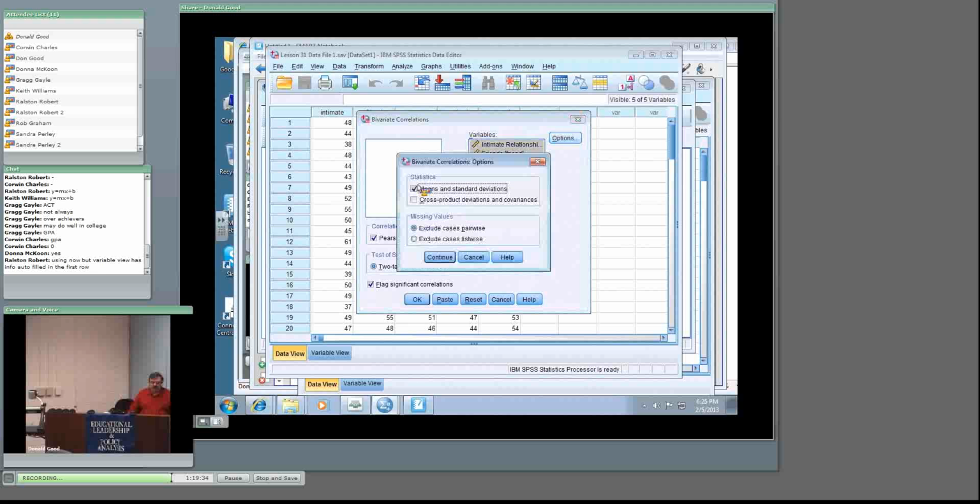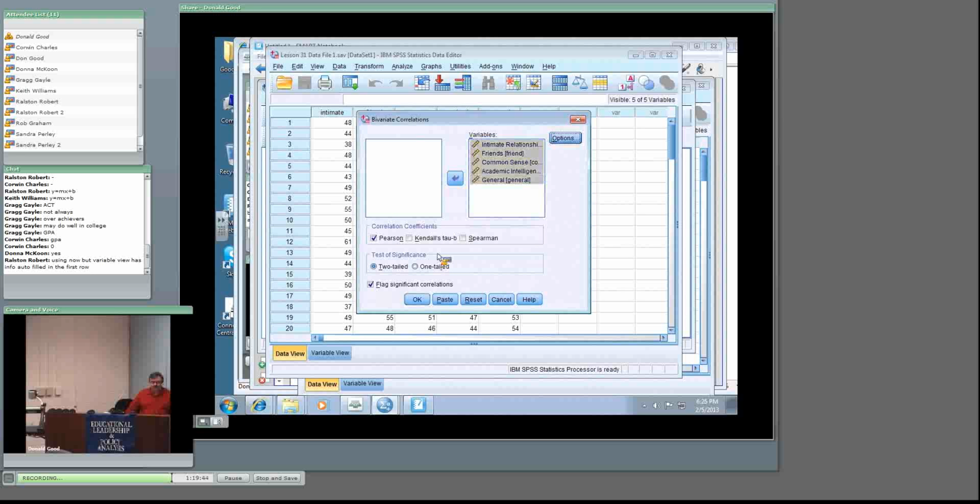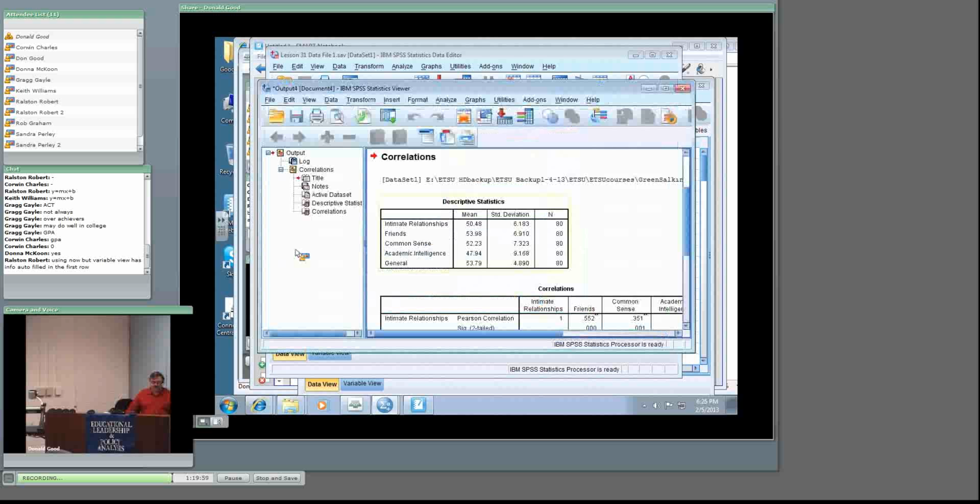So I click means and standard deviations because I want the means of each of these 5 scales. Continue. It says make sure 2 tails is checked. It is. That's the default value for that too. I'm going to click OK and get my output window. It's going to be a little more complex than the previous one because I've got a lot more variables. Can't look at everything at once.